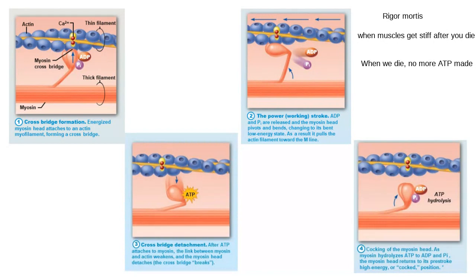Remind me in the chat, and you can use the picture to help you out here. What is the role of ATP in muscle contraction? What specifically is ATP doing in muscle contraction?